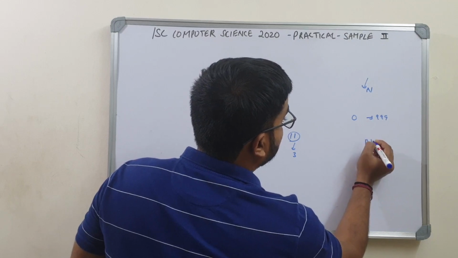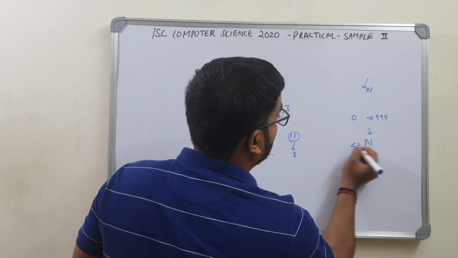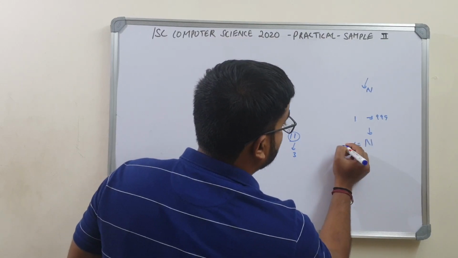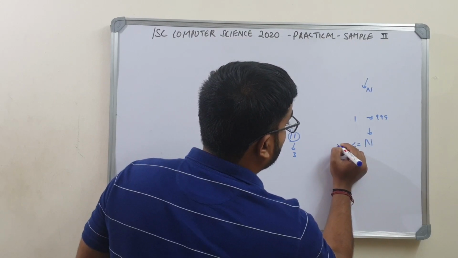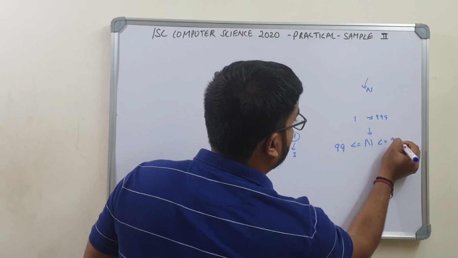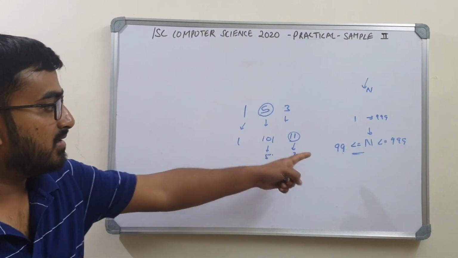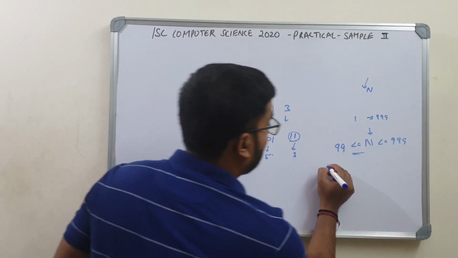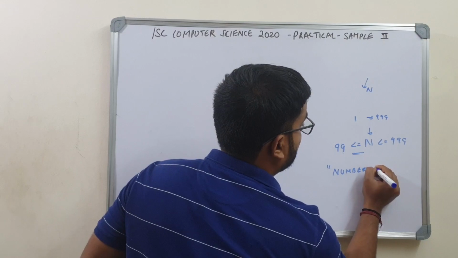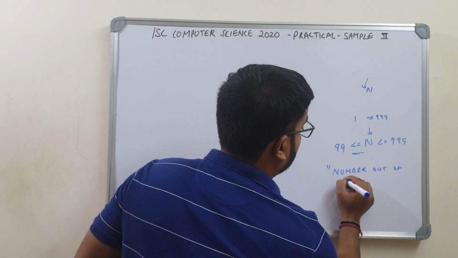So if n is the input, it has to be greater than or equal to 1, or in fact, we need multiple digits, so we'll take greater than or equal to 99 and less than or equal to 999. If n is out of this range, we are going to print "number out of range".